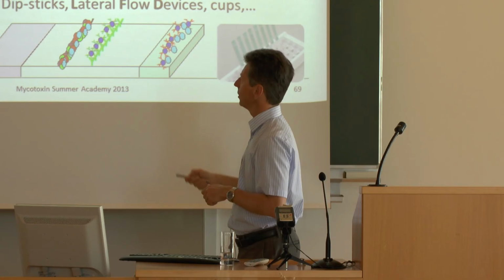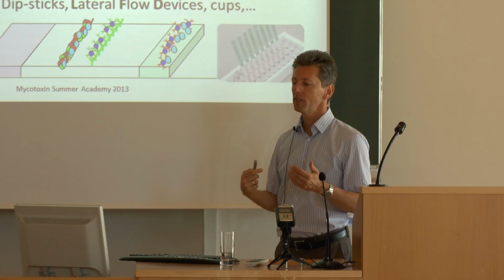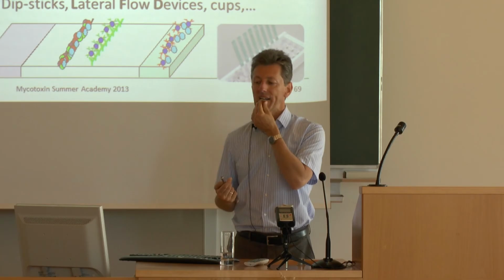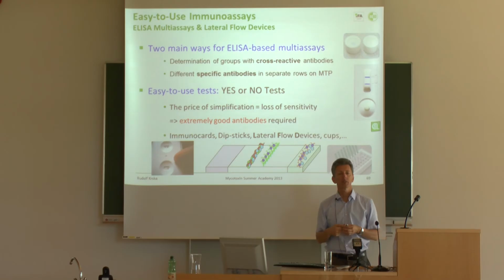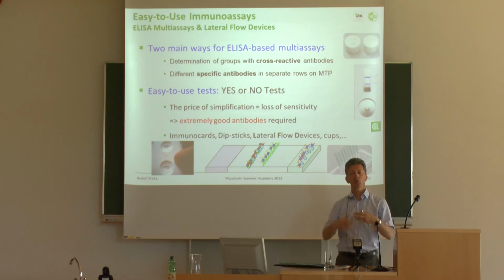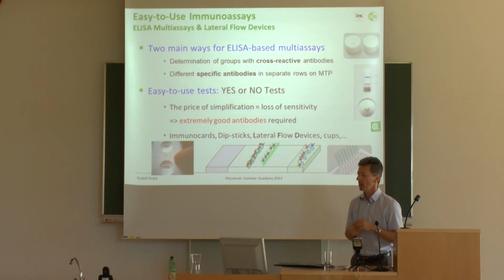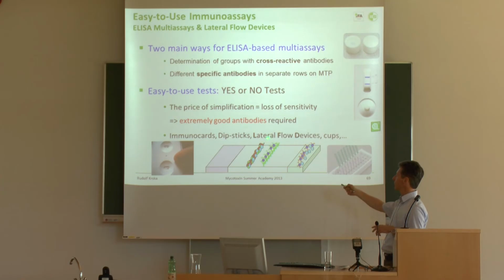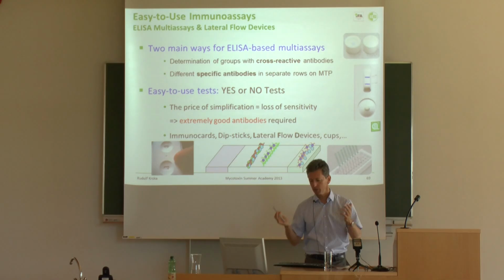So usually the rapid tests are easy to use, yes or no tests. However, the price for the simplification is a loss of sensitivity. Usually strip tests like this are not as sensitive as an ELISA test. Also because there is no washing step, there is hardly any rinsing step. With ELISAs, you have more degrees of freedom, so to speak. So extremely good antibodies are needed for easy-to-use tests to integrate these antibodies in a dipstick, immunocard, or flow device. So there are actually different setups.